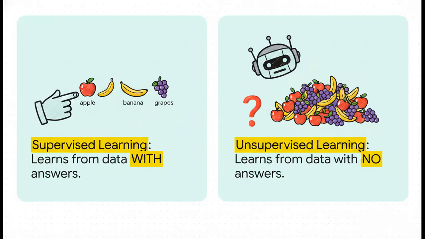Okay, so to recap real quick, supervised learning is so powerful because it learns from data that has the answers baked right in. But that, of course, leads to a really interesting question. What happens when you have a ton of data, but no answers? Well, that's when we step into the world of unsupervised learning.